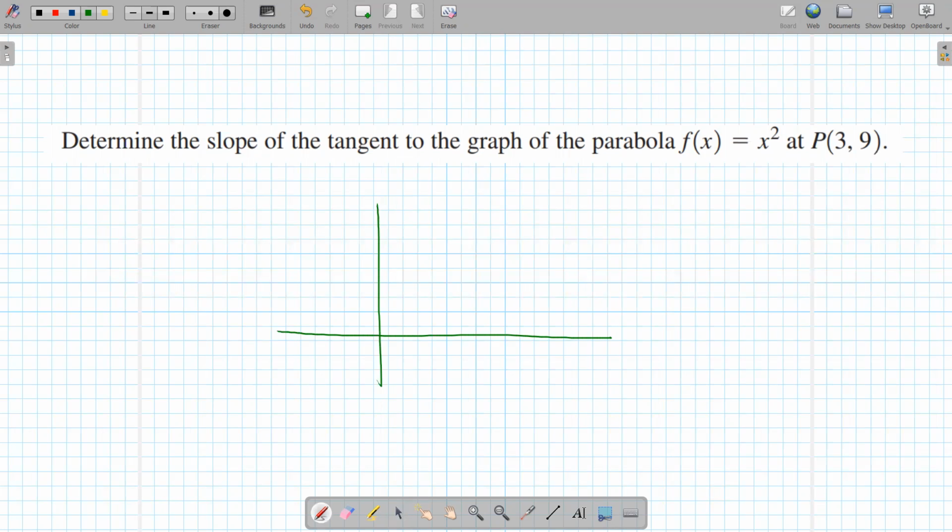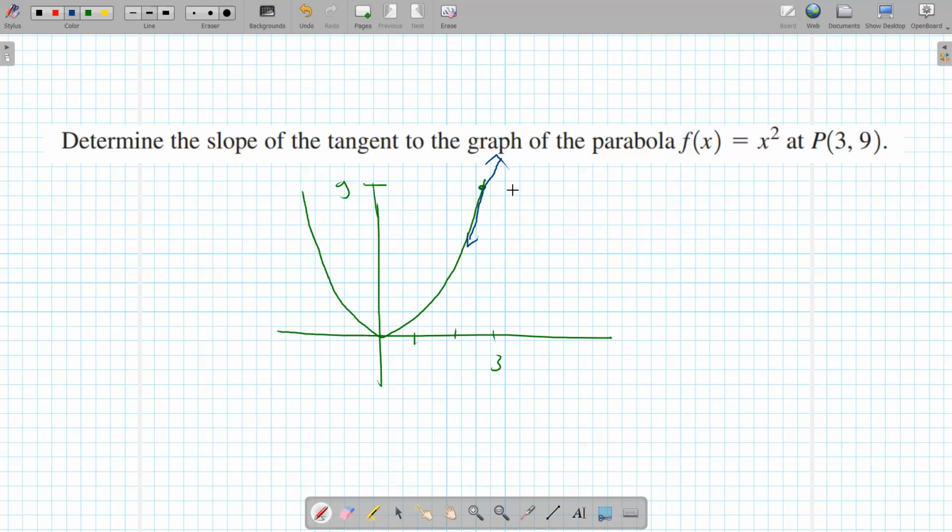Let's say, what does this look like? It's x squared. 1, 2, 3. Let's say this is 3. Then that point there is going to be 9. And we're trying to find the slope of this line that just gently touches that point. You understand the question?